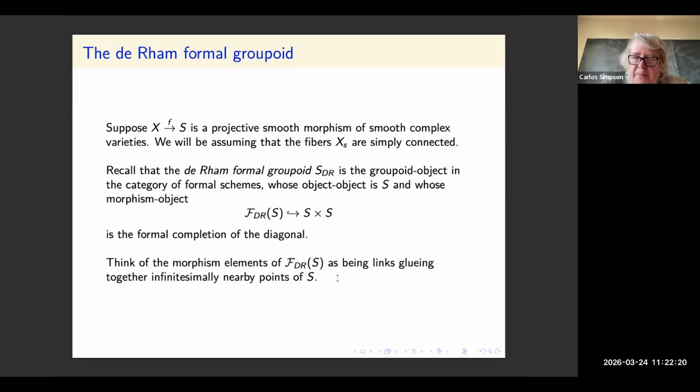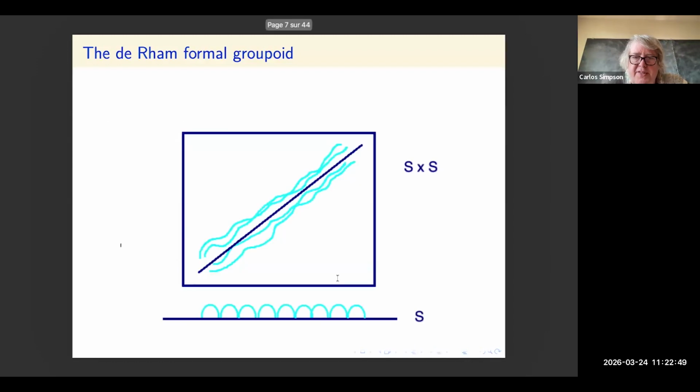We can define the de Rham formal groupoid, which is the groupoid object in the category of formal schemes. I'll have a picture on the next slide here. But the words here are that it's a groupoid object in the category of formal schemes whose object is just S, and whose morphism object is the formal completion of the diagonal. And so we think of the morphism elements of this groupoid as being links gluing together points of S which are infinitesimally close to each other. So this is the picture.